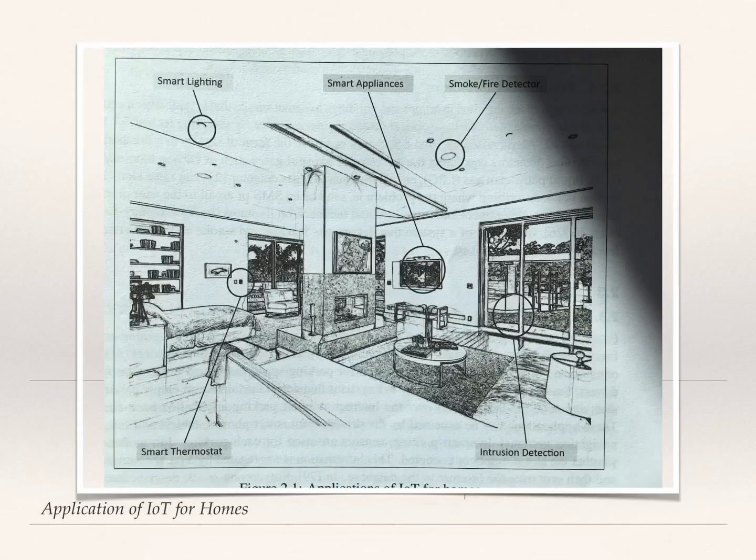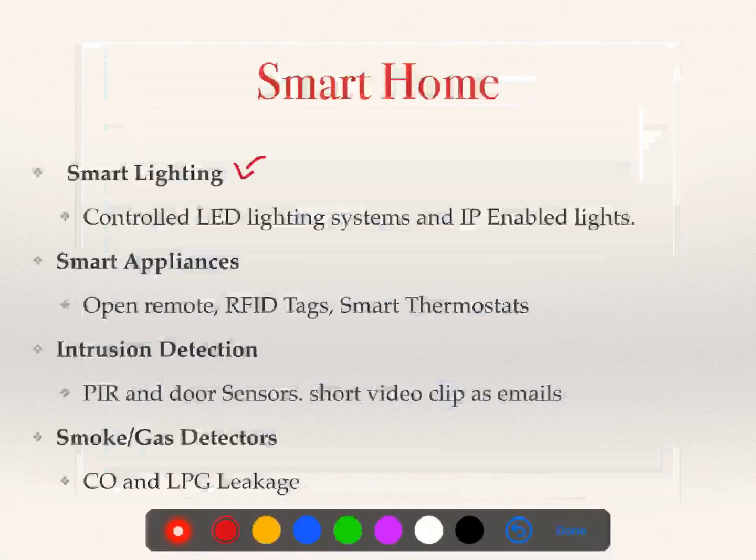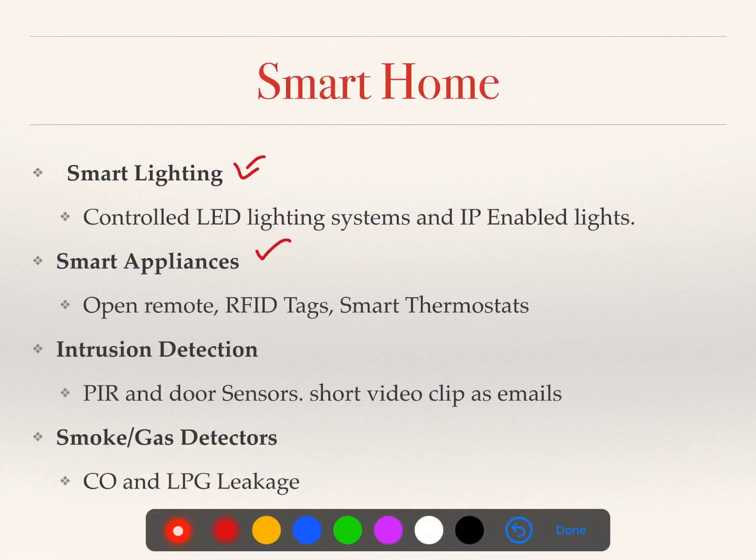First, we have already seen this in week number 1, IoT for homes. Here, in detail, what we are seeing is the smart home: smart lighting, then smart appliances, then intrusion detection, and smoke and gas detectors. These are the 4 things that we can do in a home to make a smart home.